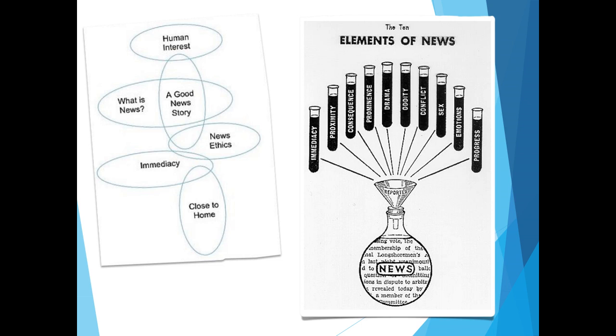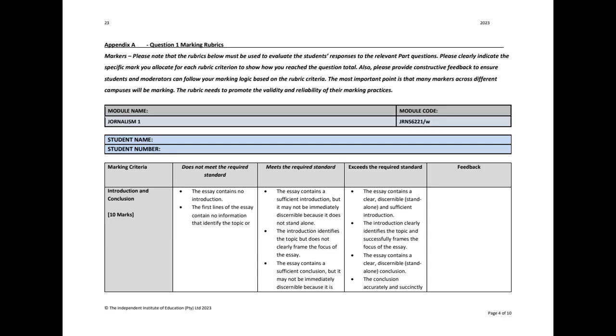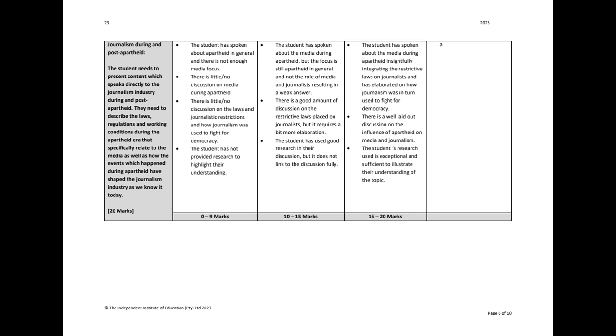Okay, hold on, let me pull it back up. So you guys can go and read through the rubric. If you have a look at the structure of it, it's 10 marks for your introduction and conclusion, so 5 marks each. Let's go to the next page. That's the intro. Here it gives you a little breakdown of journalism during and post-apartheid.